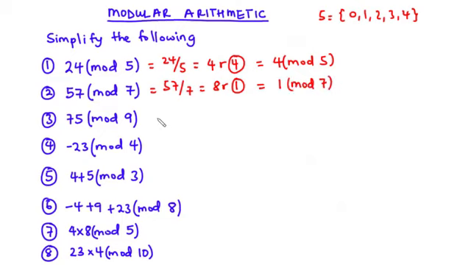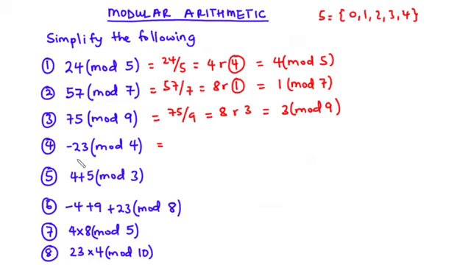Now let's solve the third one. We have 75 divided by 9. 9 times 6 is 54, 9 times 7 is 63, 9 times 8 is 72. So we have 8 here because 8 times 9 is 72. Remember 75 minus 72 is 3. So this becomes 3 mod 9.